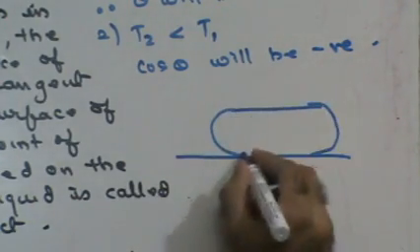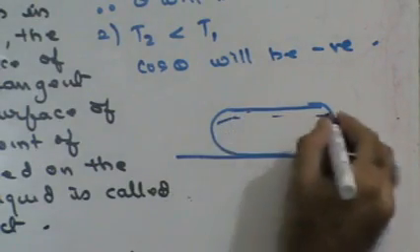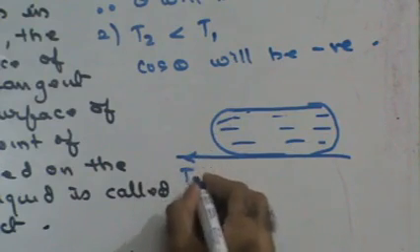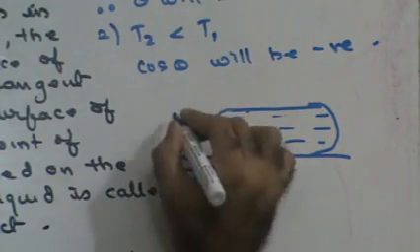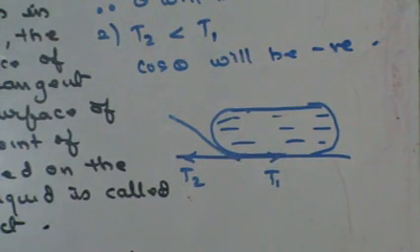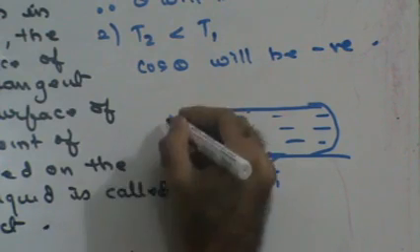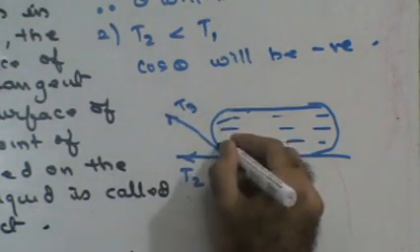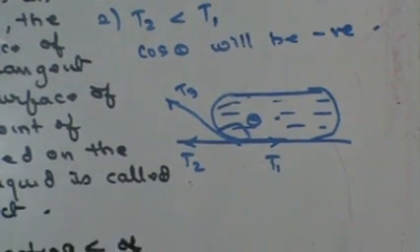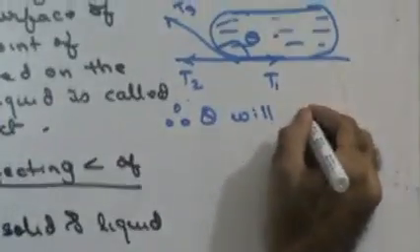Let's assume that this is your liquid drop. Here this is your T2, this is T1, and here you will get an obtuse angle at the point of contact. That's how you will have an obtuse angle. This is T3, and this is going to be the obtuse angle theta. If cos theta is negative, therefore theta will be an obtuse angle.